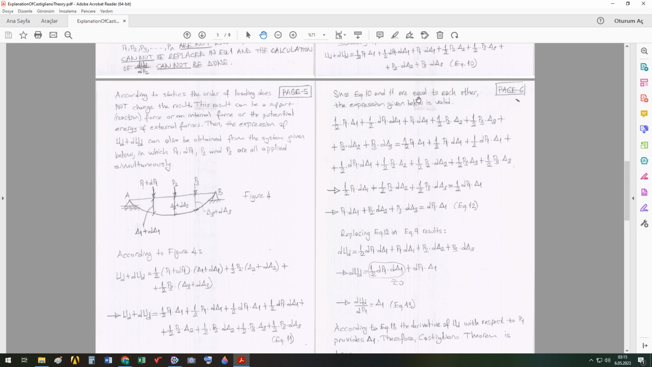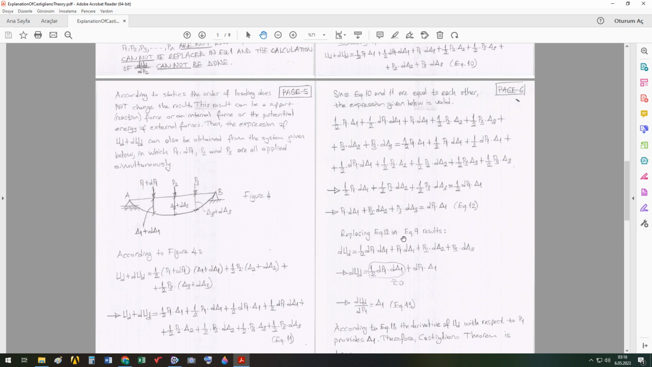So they are equal to each other. The expressions given should be equal according to statics. That's why we set them equal to each other, and then from this new equation, since they must have been equal according to statics, I obtain this equation, after some amendments. And this is equation 12.